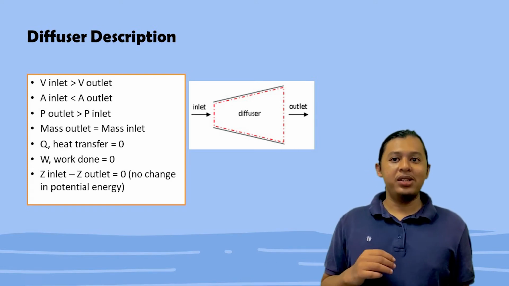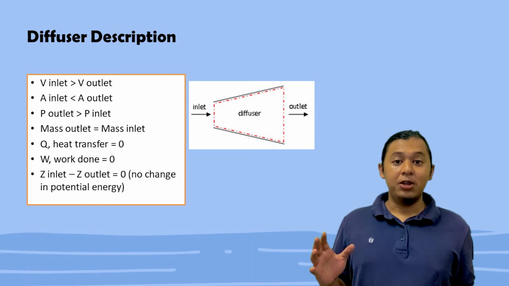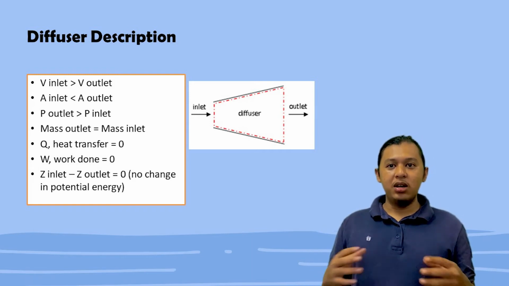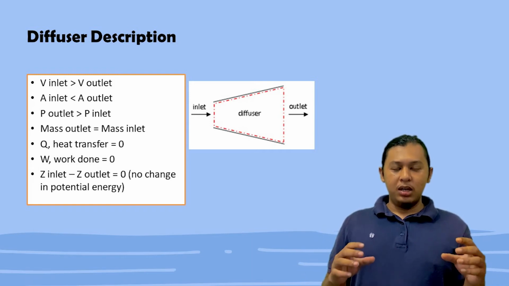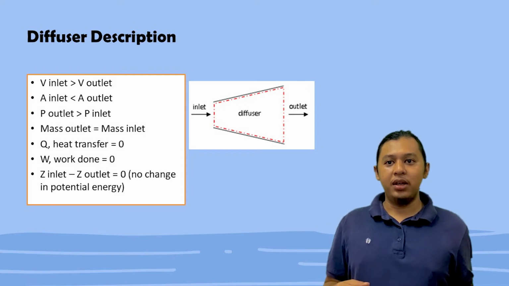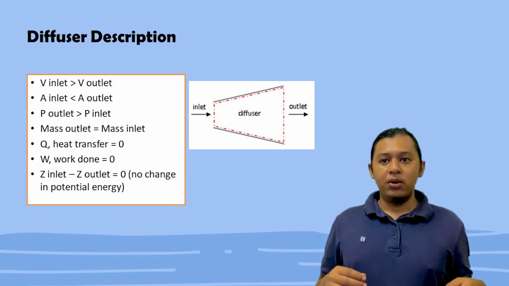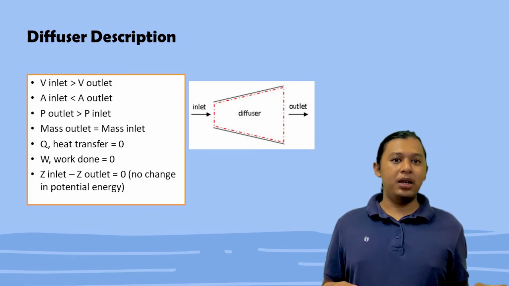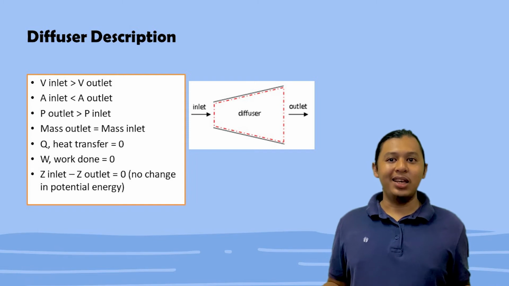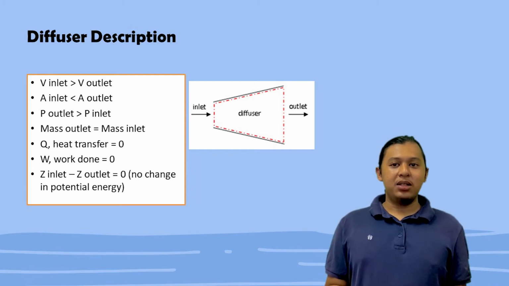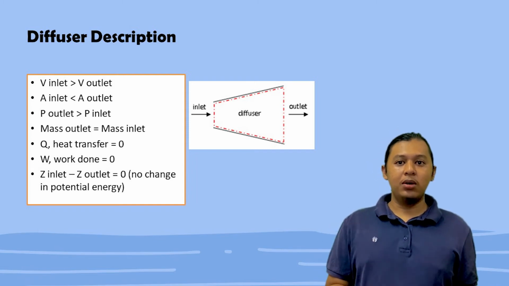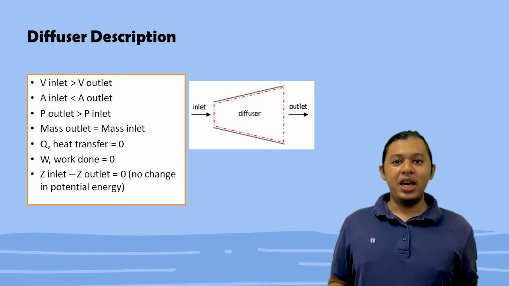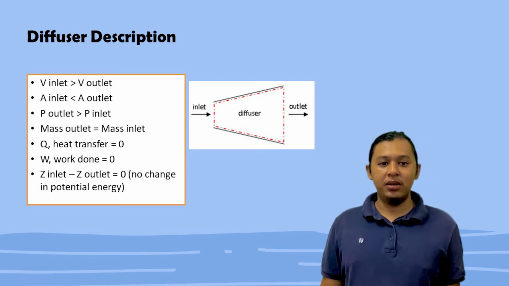Q, which is heat transfer, is 0. It means there is no heat transfer between the diffuser and the surroundings. Next, W, which is work done, is also 0. It means there is no work done by the diffuser. And lastly, Z inlet minus Z outlet equals 0. This means there is no change in potential energy.